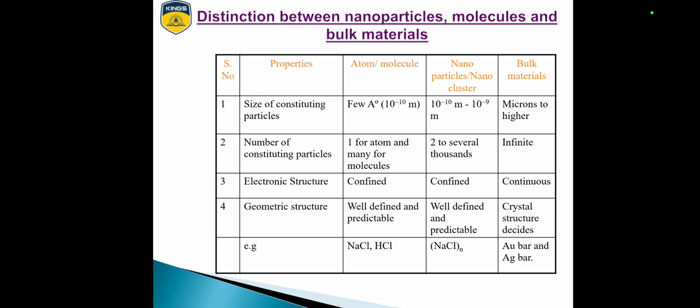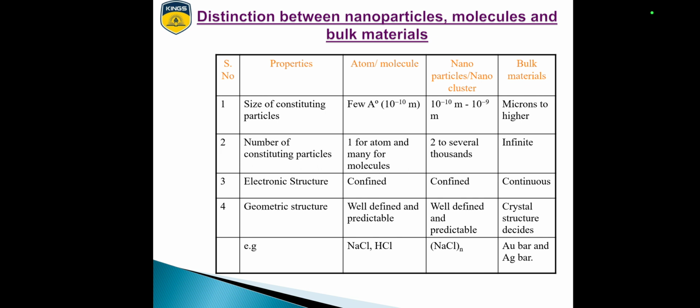In nanoparticles, the number is 2 to several thousands. In bulk materials, it is infinite. Then the third property, electronic structure. The electronic structure in an atom or molecule is confined. Similarly, a nanoparticle is also confined. But in bulk particles, it is continuous. Then the fourth property is geometric structure. The geometric structure of an atom or molecule is well defined and predictable. Similarly, a nanoparticle is also well defined and predictable. But in bulk particles, the crystal structure decides.